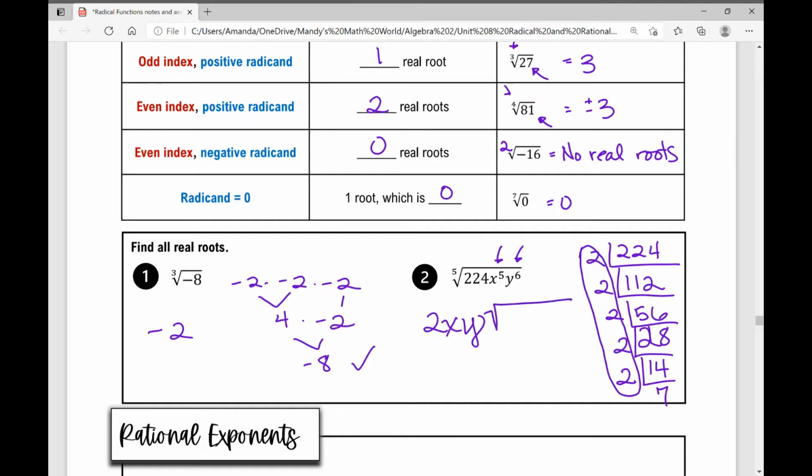What am I left with as the radicand? I'm left with this 7 down here. And then I pulled all the x's out, and I pulled 5 of the y's out. I'm left with 1 y underneath my radical. And because we are looking at a fifth root, we need to make sure that we include the fifth root. So this would be my answer right here.